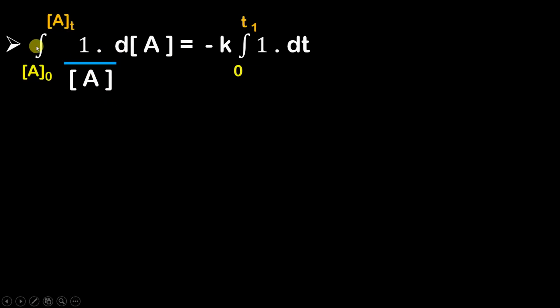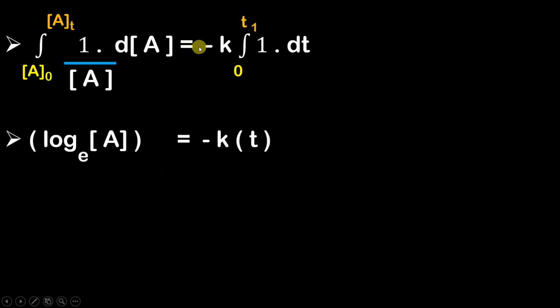Now, integration of 1 upon x is nothing but log x. And here, x is nothing but the concentration of A. And here, integration of 1 is nothing but x. And here, you are integrating with respect to dt. Therefore, here it will come t. Now, this is what we get. And you need to consider these limits also. Otherwise, you will forget to consider this limit.